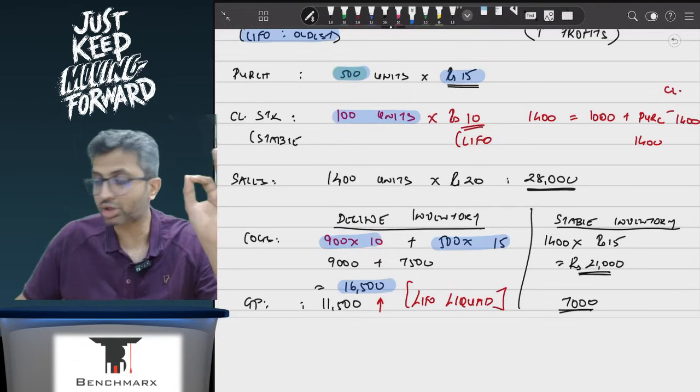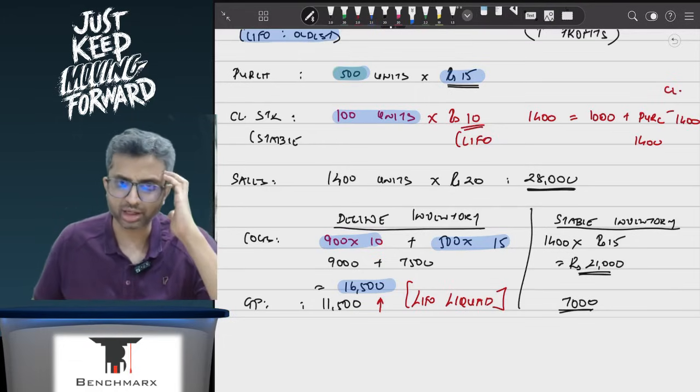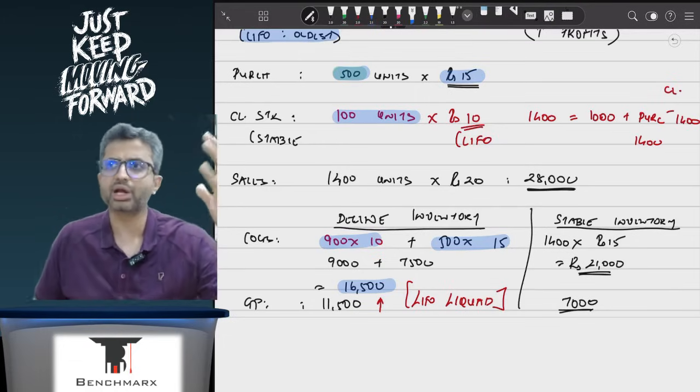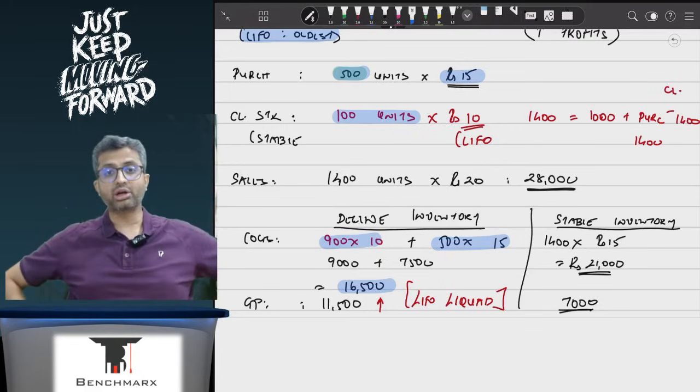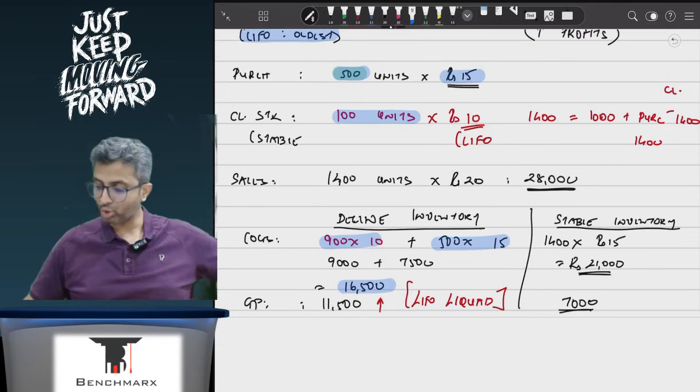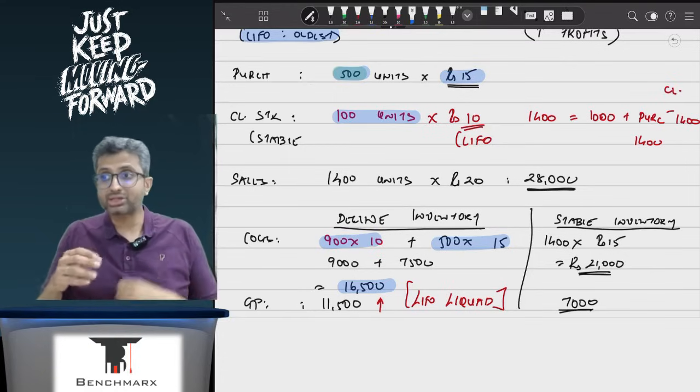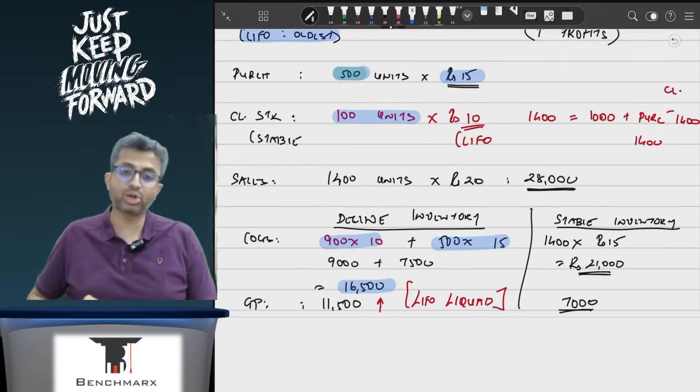In the normal course, had you maintained your inventory, that means if I wanted to sell 1400 units and I want to maintain my inventory, then if my opening stock is 1000, my closing stock also has to be 1000, in which case I have to purchase not just 500 units, I have to purchase 1400 units in the current year.